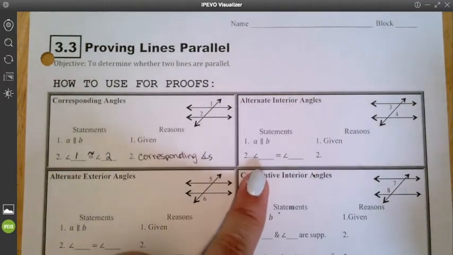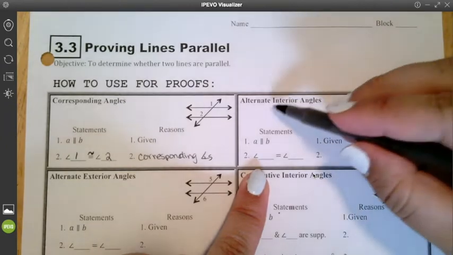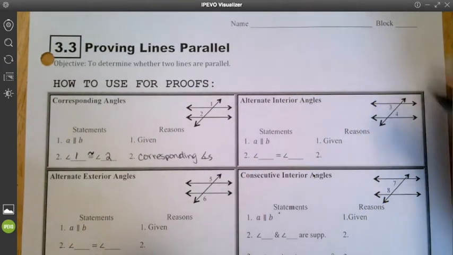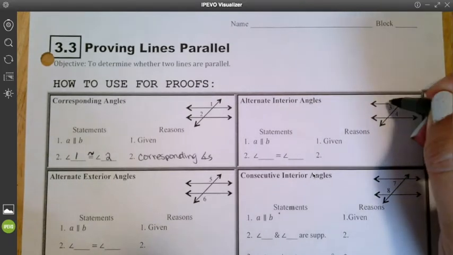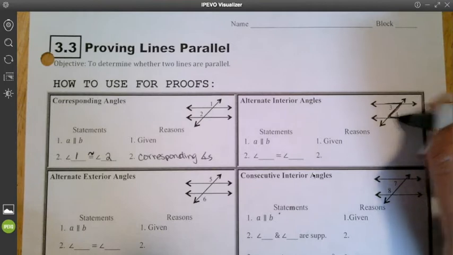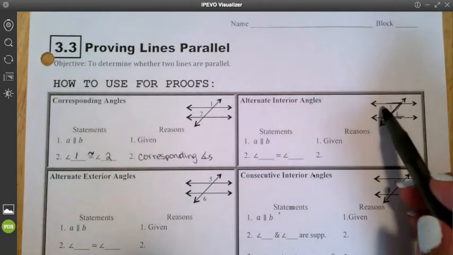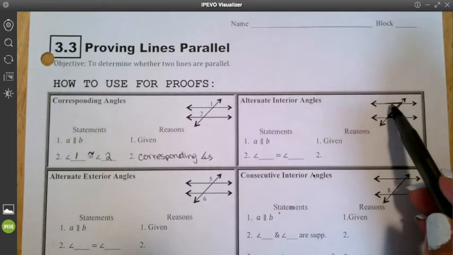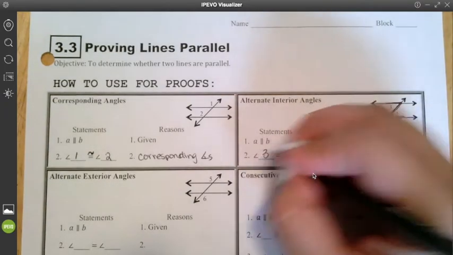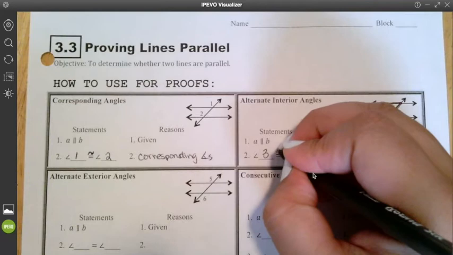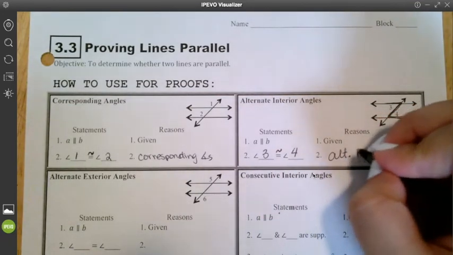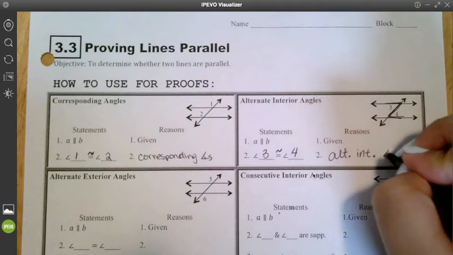Our second relationship would be the alternate interior angles. So on the opposite sides of the transversal and on the inside of our Z, so this is where our Z would be, alternate interior angles. So if these two lines are parallel, then 3 and 4 are congruent. Angles 3 and 4 are congruent, and that is by alternate interior angles.